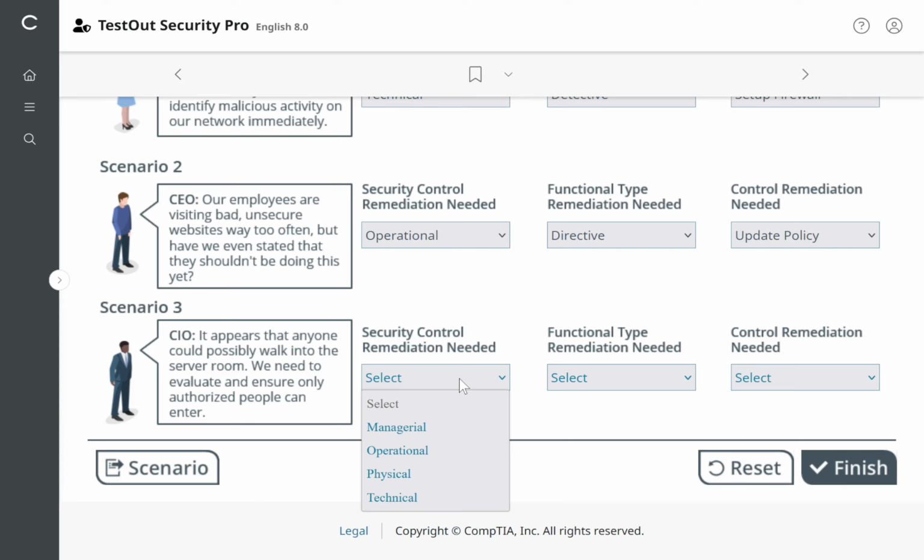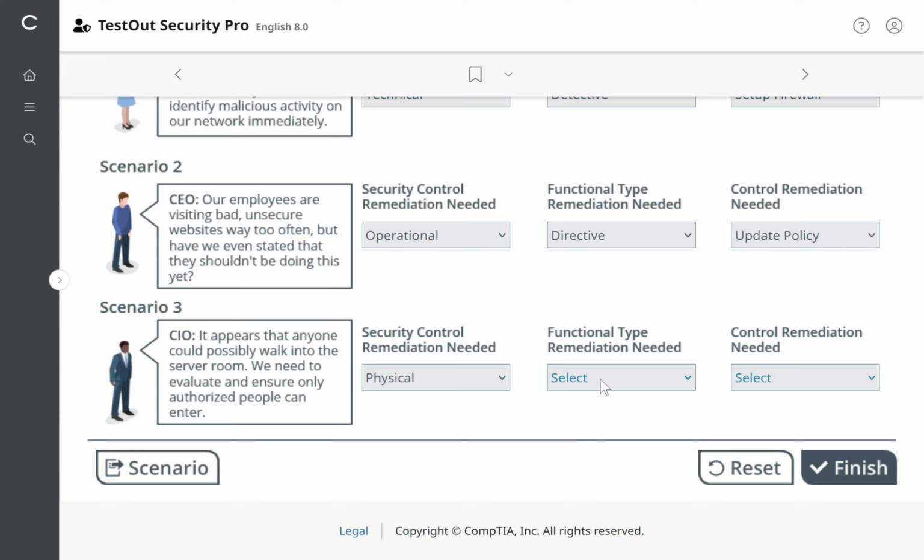If anyone can possibly walk into the server room, it means we have an issue with our physical controls. So either we try to create some things like barriers, and I think we'll be sorted with this issue of anyone entering the server room. So let's select physical control here.